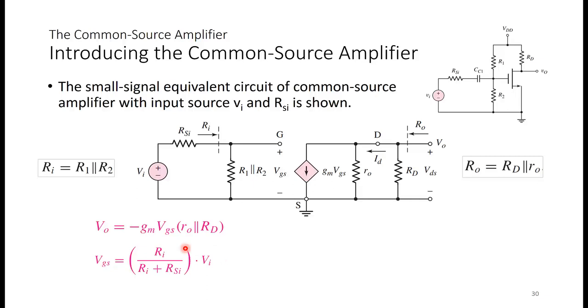And once we have V out and V in in the same equation, we can rearrange and rewrite V out over V in, therefore we can find the voltage gain to be negative gm times R out parallel with RD, times R in divided by R in plus RSI. So what is this saying actually? It's saying that if the input has a source resistance, it's going to take some of the voltage away from the amplifier. So let me have a look at this example.